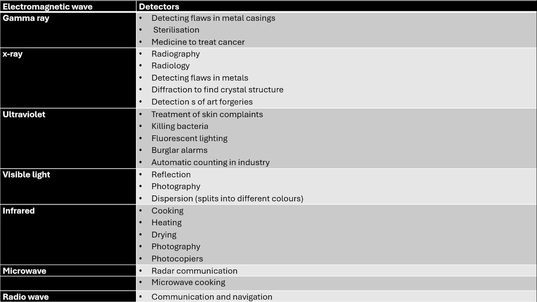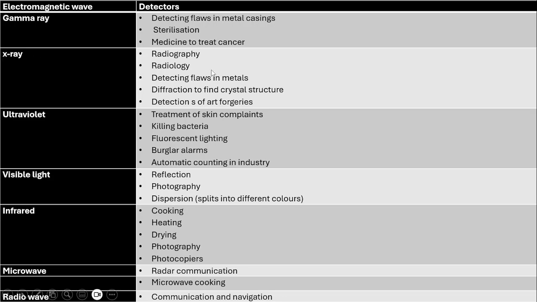It is used in detecting flaws in metal casings. It is used for sterilization, as you have just discussed. It is used in medicine to treat cancer. So the last two are used in medicine. The first one is used in what? It is used in industries. We have the X-rays.